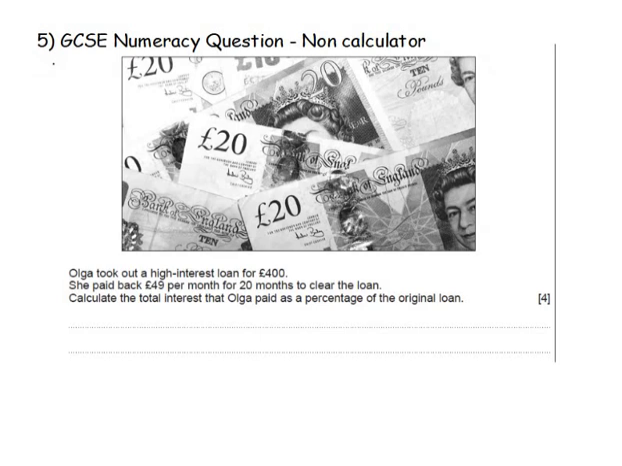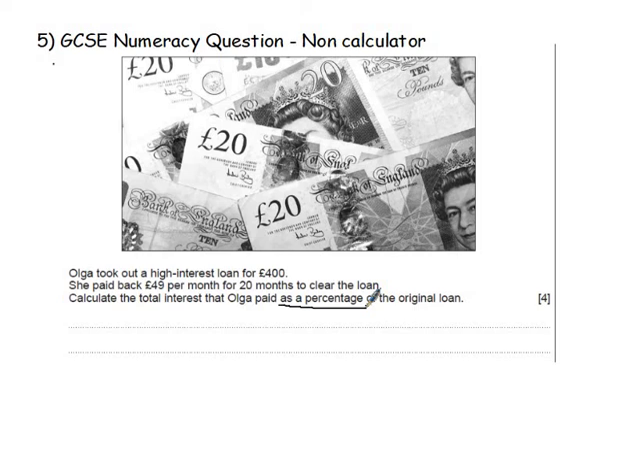Last example today then. So this question is taken from a numeracy paper and it's a non-calculator question, so you will not be able to use your calculators. So it says, Olga took out a high interest loan for £400. She paid back £49 per month for 20 months to clear the loan. Calculate the total interest that Olga paid as a percentage of the original loan. So you want to calculate the interest as a percentage. There's your clue. So you're working out the change that she has to pay.